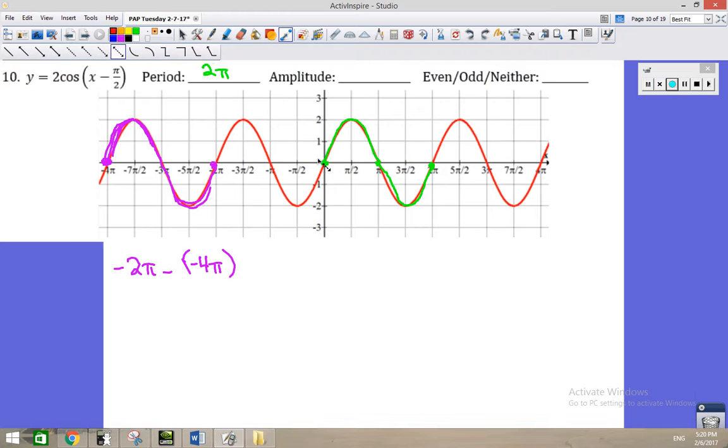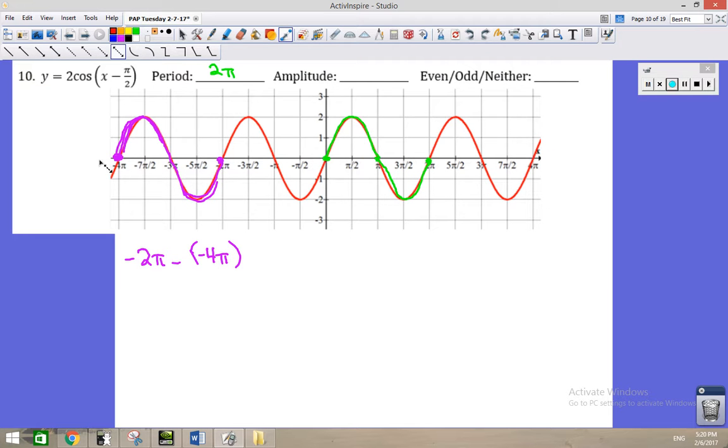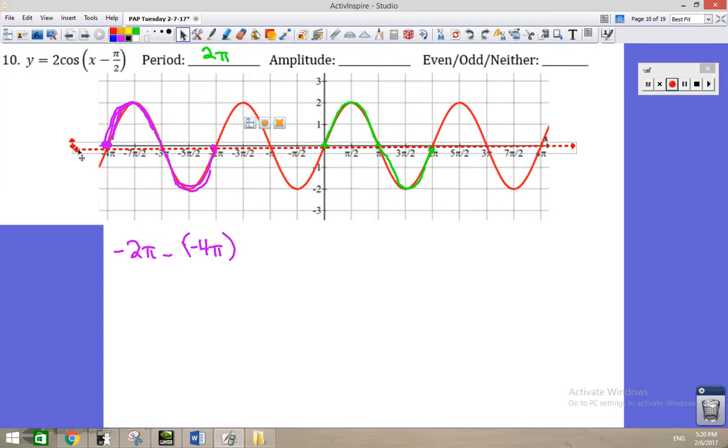Now, I'm going up 2 and down 2. My center line is the x-axis. And I've mentioned it many times now, you can see if you go up 2 or down 2 that the amplitude is 2.